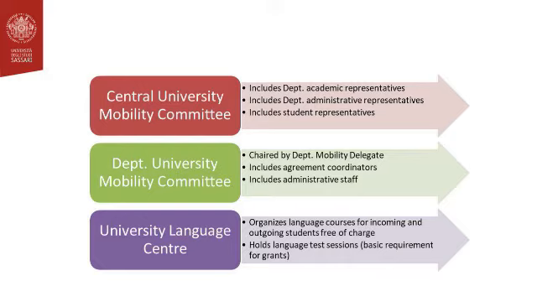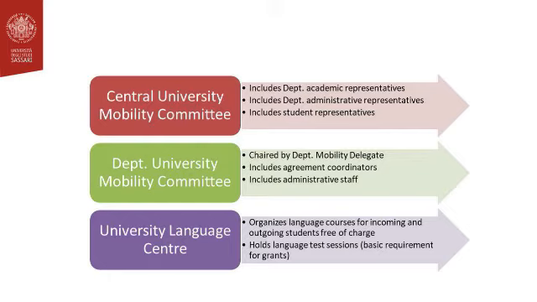In our case, the central mobility committee includes the representatives of our faculties or departments, but also the administrative staff that is involved in the organization of mobility flows, and also student representatives. As a general rule, universities are required to have a number of student representatives collaborating with the managing bodies, and we believe that including this kind of representation in the Central Mobility Committee would be beneficial, and it was indeed.